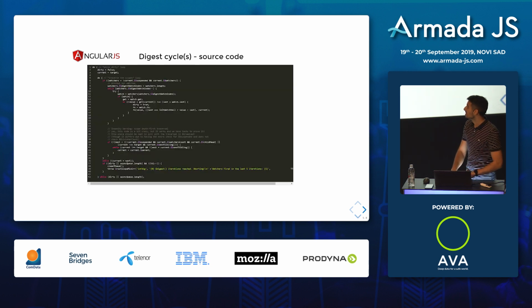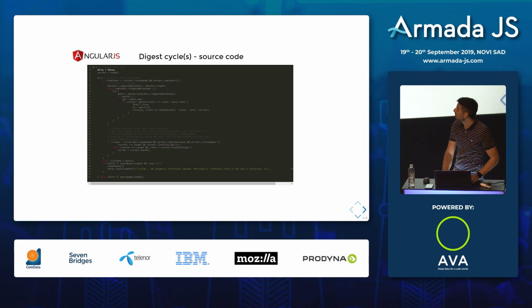So this is a little bit of source code. It is just the digest cycle. It is like the heart of Angular. At the beginning of it, it's actually doing a do while loop. At the beginning, it sets scope to not dirty. It means that it has no changes in it.